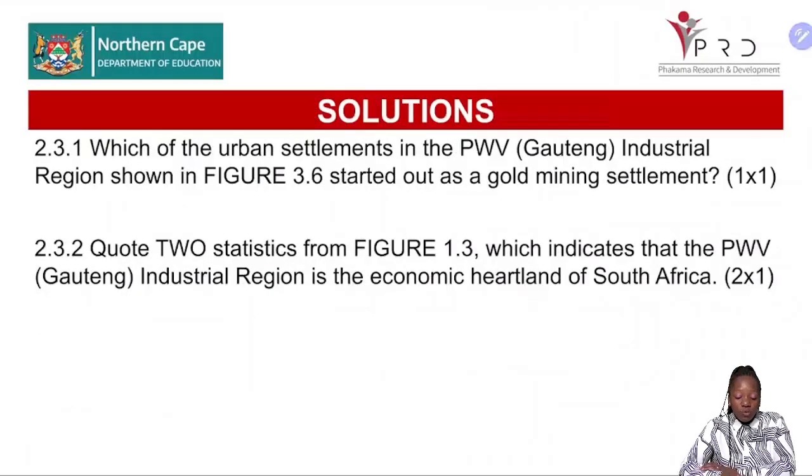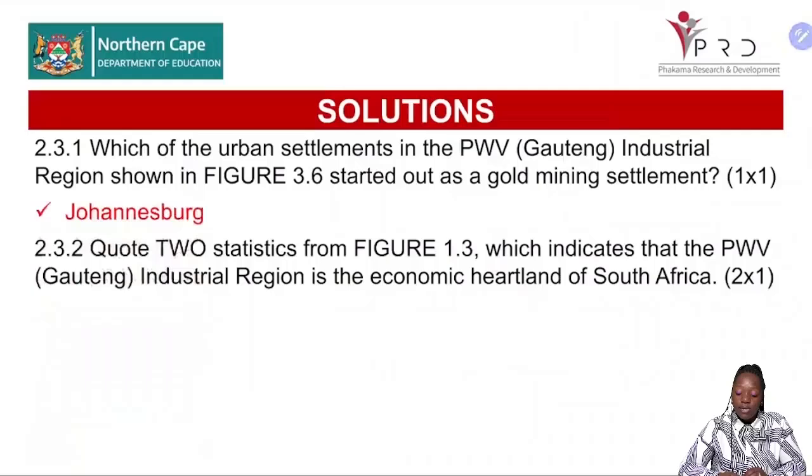Looking at our solution, which of the urban settlements in the PWV Gauteng industrial region shown in figure 3.6 started out as a gold mining settlement? You will remember that Johannesburg is even called the city of gold, because that is where they discovered the gold, and that is how the industries were formulated or stimulated in that area.